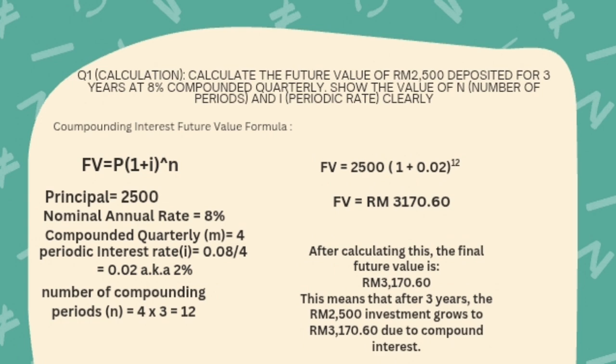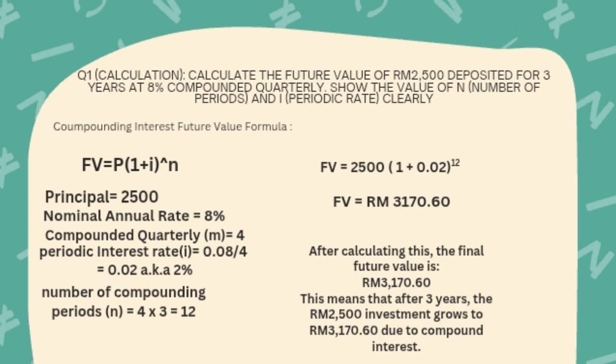For this question, we are asked to calculate the future value of 2,500 deposited for 3 years at 8% interest compounded quarterly. P is the principal, which is the money we deposit at the beginning. So here, P is 2,500. Next, the interest rate is 8% per year, but the question says compounded quarterly.